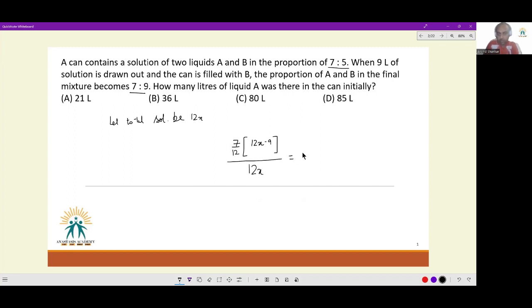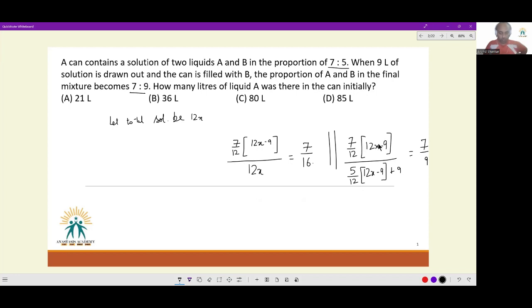And this leads us to the proportion of A in the total solution. This is possible; you can make your equation this way. Another way you can create your equation is if we do 7 by 12 of 12x minus 9 and 5 by 12 of 12x minus 9 plus 9, which leads us to 7 by 9. Here I am doing A to total solution. Here I am doing A to B.